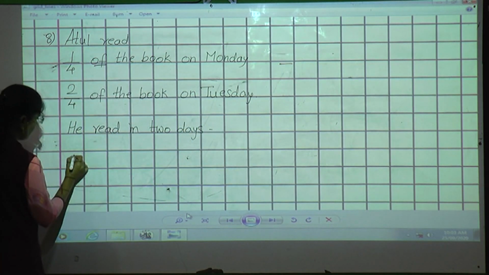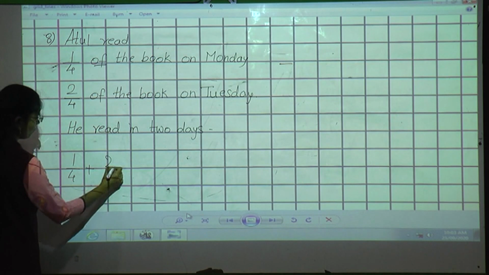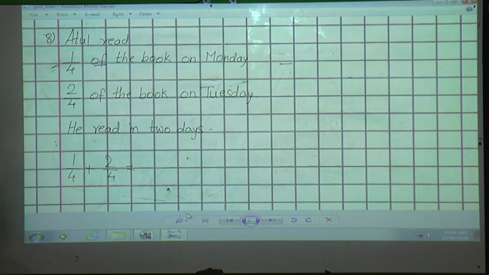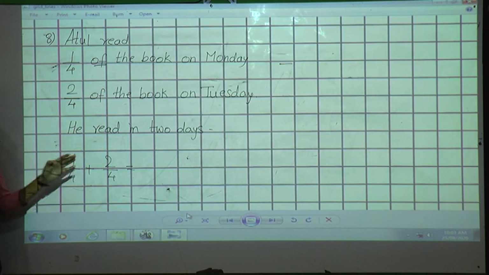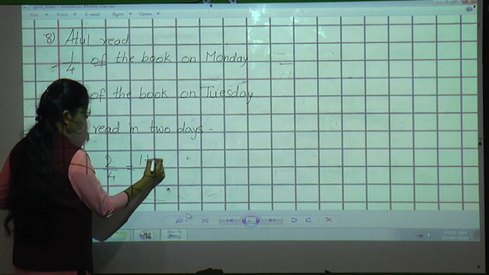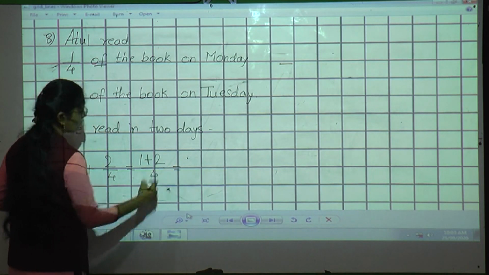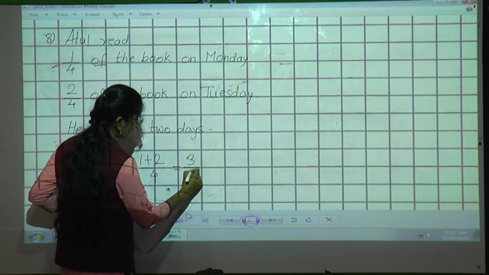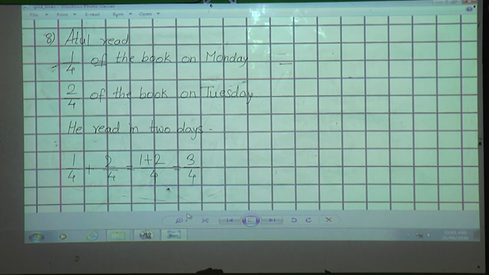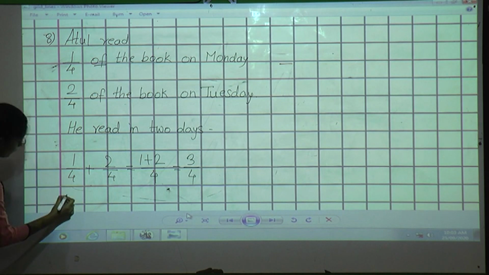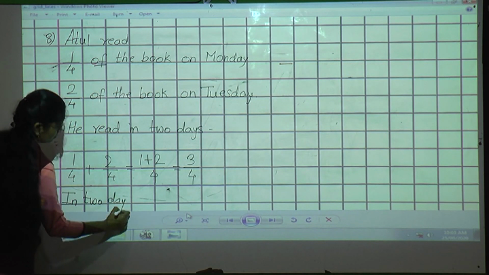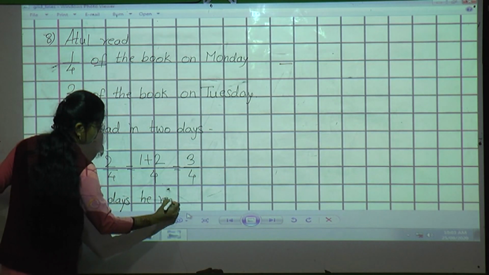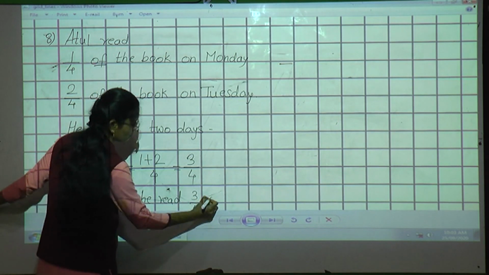Equal to what? 1/4 plus 2/4. See, here like fractions are there, the denominator is same, so we only have to add the numerators. 1 plus 2, so 1 plus 2 over 4. Now 1 plus 2 is equal to 3, so 3/4. So in 2 days he read 3/4 of the book.